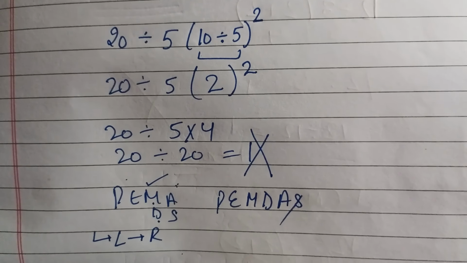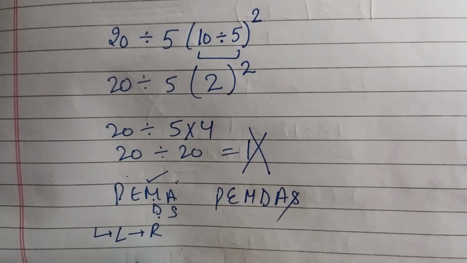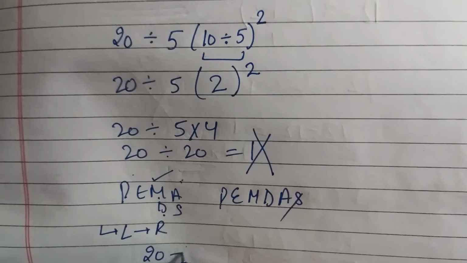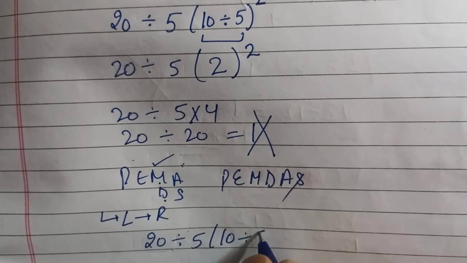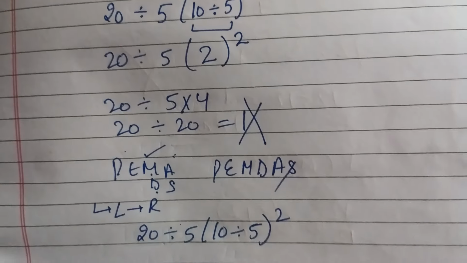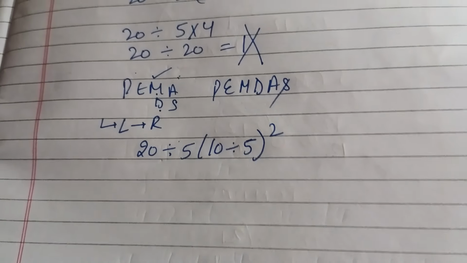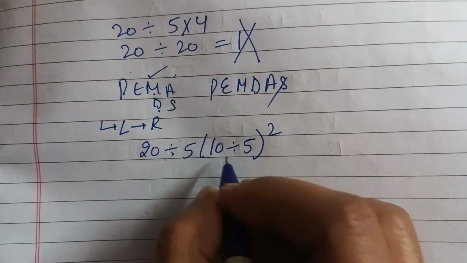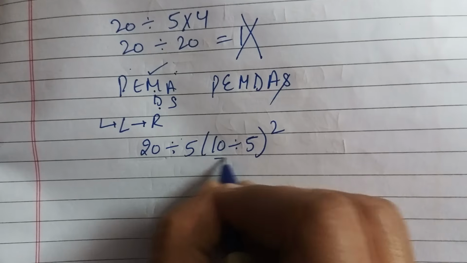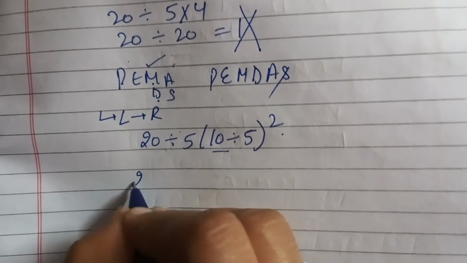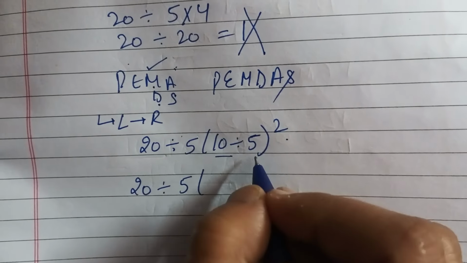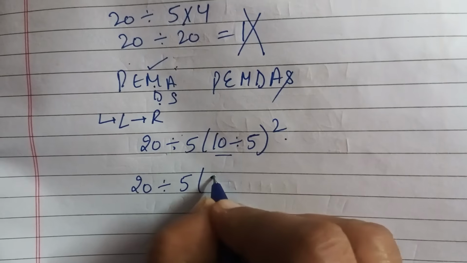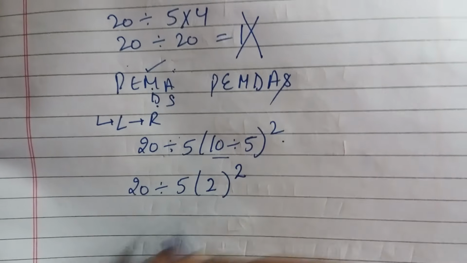So let's solve this question again with the PEMDAS. It's 20 divided by 5 into 10 divided by 5 square. So what we have to do, we'll solve the parenthesis and then exponent. So we'll write this 20 divided by 5 and 10 divided by 5 is 2 and there is 2 square.